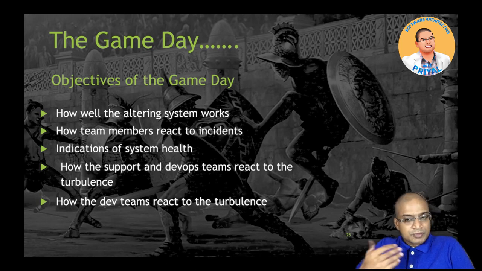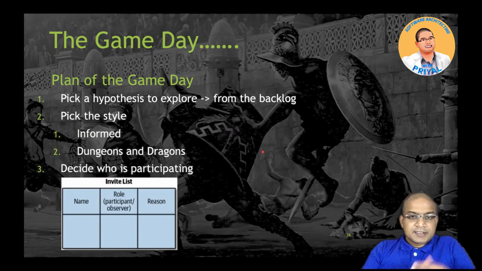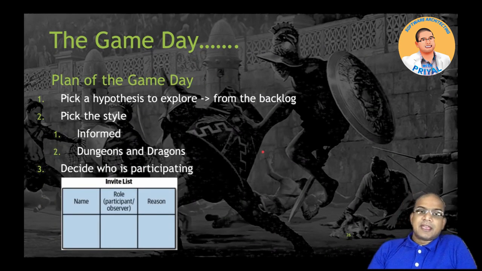For most of the high turbulent incidents, normally the final rescue team would be the dev team, and we are examining how they are reacting to this turbulent condition in the production environment as well. So these are the objectives of the game day. So let's examine how we can plan the game day.